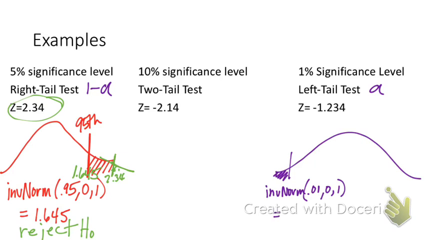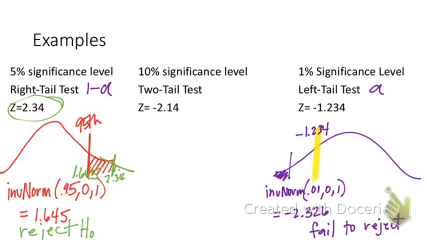Negative 2.326. And negative 1.234 is like over here. So I would fail to reject. I like these. This makes sense.